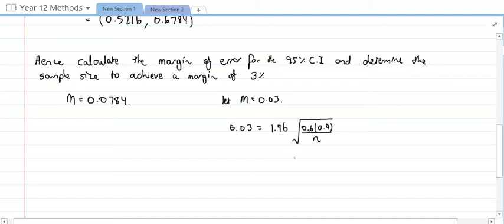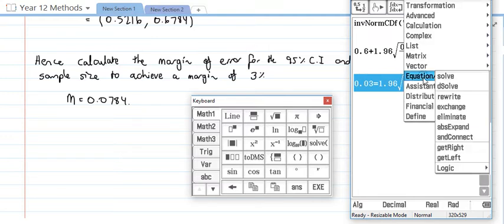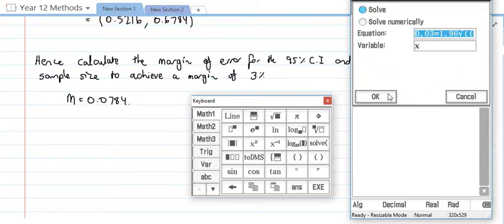We need to rearrange that, but what I'm going to do is just go to the calculator. And I'm going to write 0.03 equals, I'm just going to steal that part right there, and I'll change that there to x. And then I'll just highlight that and solve. Equation inequality, solve for the variable x, that's okay.